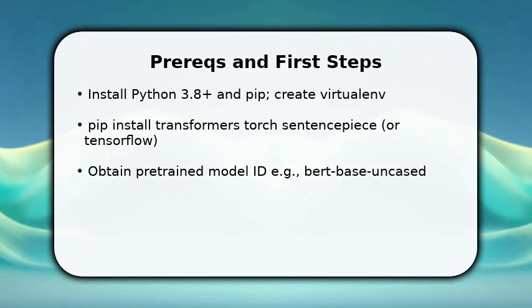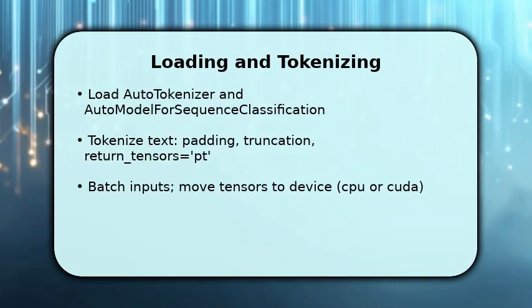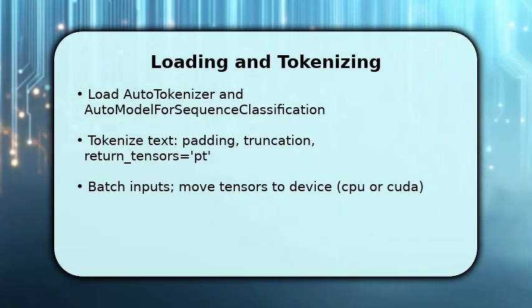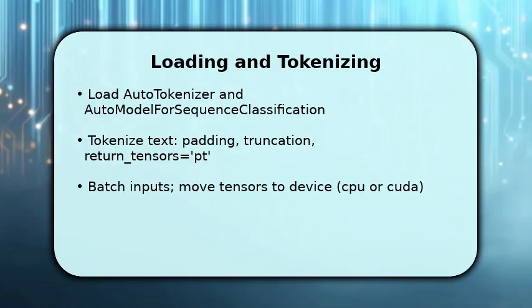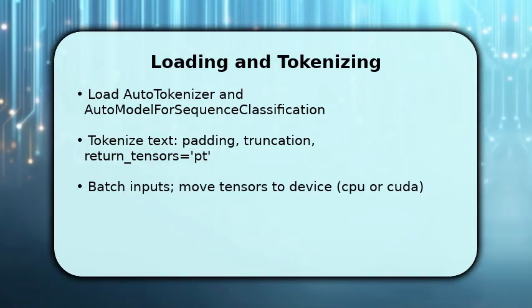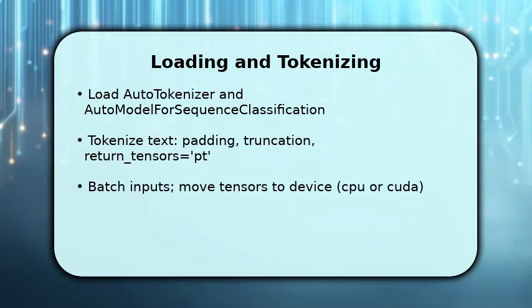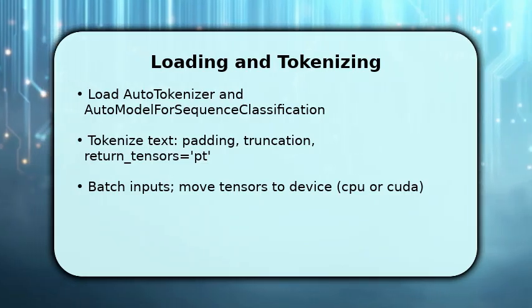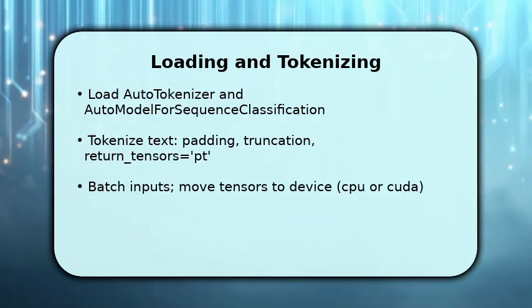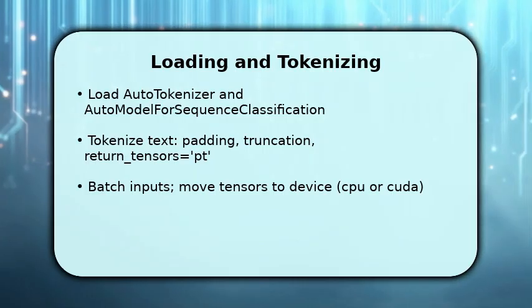You now load the tokenizer and model via AutoTokenizer.from_pretrained and AutoModelForSequenceClassification.from_pretrained, specifying the model ID. Then tokenize your text with padding and truncation, using return_tensors set to the backend format. This converts raw strings to input IDs, attention masks, and token type IDs.